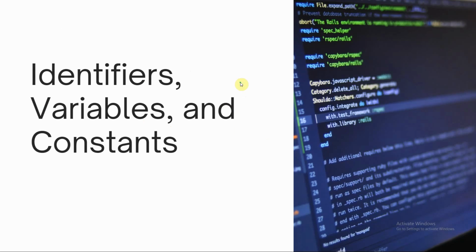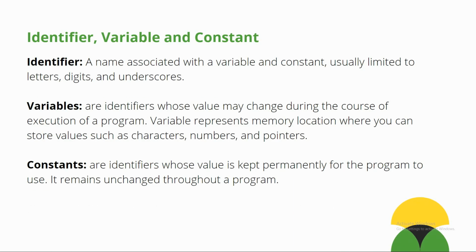Now for identifiers, variables, and constants, these are definitions of these terms and how to use them within your code. An identifier is a name associated with a variable and a constant, and usually limited to these types of characters: letters, digits, and underscores. A variable is an identifier whose value may change during the course of execution of a program. And usually a variable represents a memory location where you can store values such as characters, numbers, and pointers.